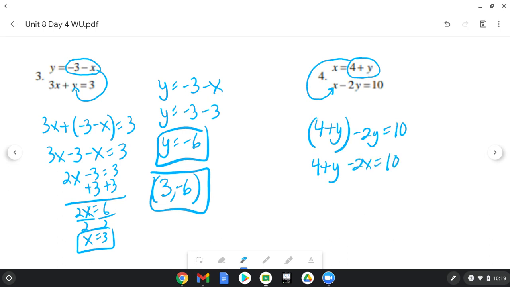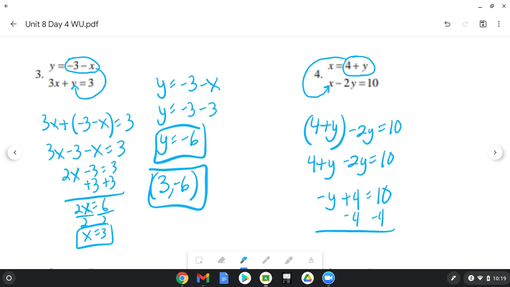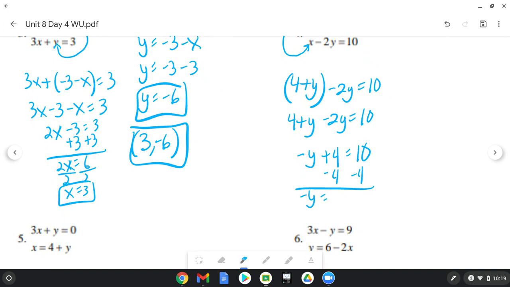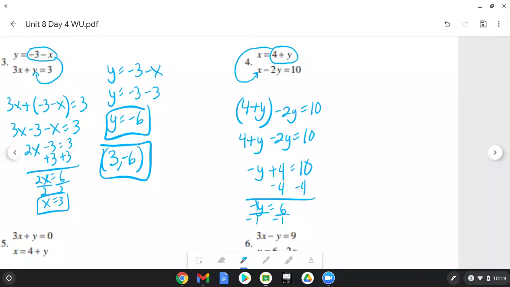If I combine like terms, oh, that shouldn't be x, sorry. I wrote an x there, that should be y. If I combine like terms, I get negative y plus 4. And then I subtract 4 over, and I get negative y equals 6. I can't have a negative 1 in front, so I divide by negative 1. And in the end, I get y equals negative 6.